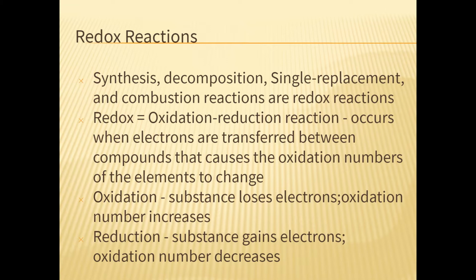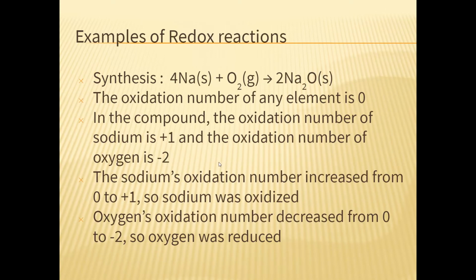If the oxidation number of the element increases, that means that the element is transferring electrons to something else, so it's losing electrons, and that is oxidation. Reduction is the opposite. This substance is going to gain electrons from something else, and it is going to have its oxidation number decrease. So in order to identify something as redox, you have to assign oxidation numbers to everything in the reaction and see if there is a change.